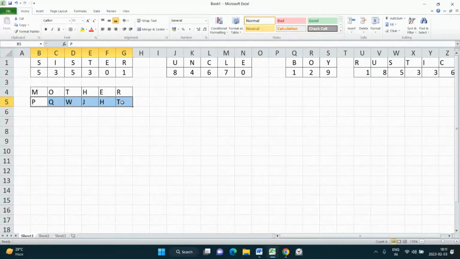As you are writing your password, encryption of the password. These are all encrypting techniques. You are not directly giving mother. Instead, you are giving the encrypted word for the mother. This is the encryption. Now I know M is treated as P, O is treated as Q, T is treated as W, H is treated as J, E is treated as H, and R is treated as T inside.